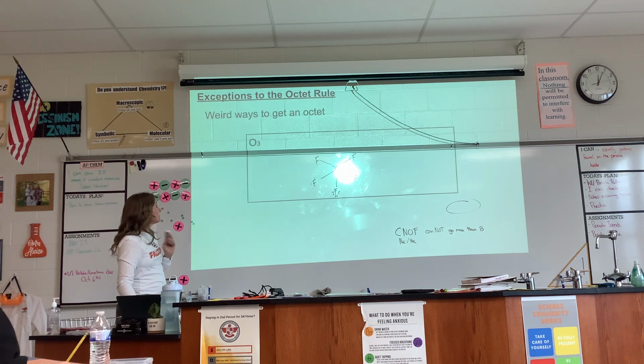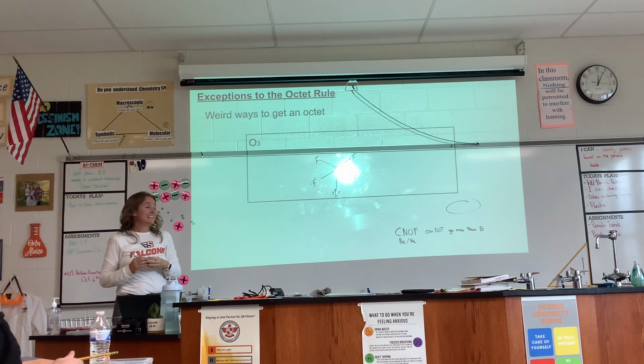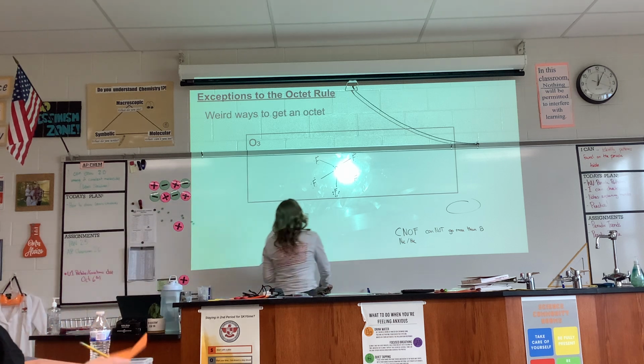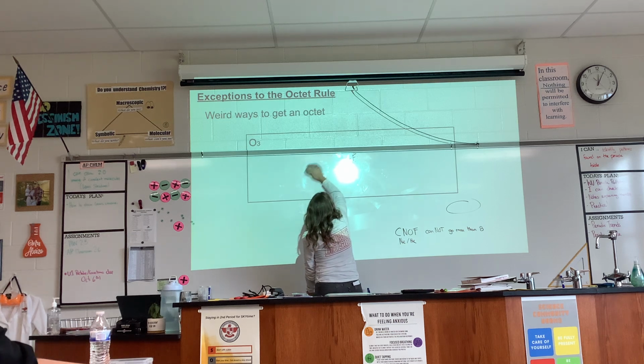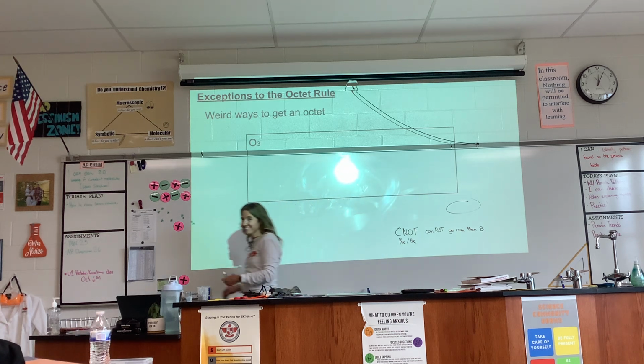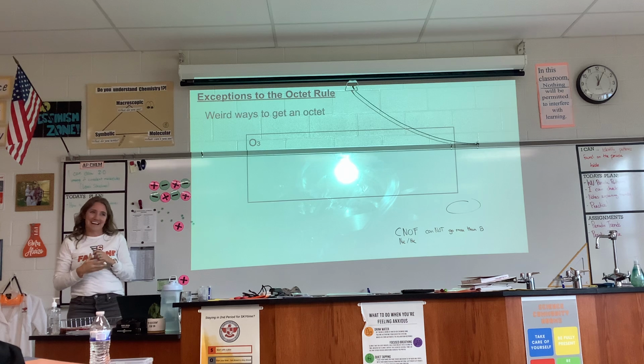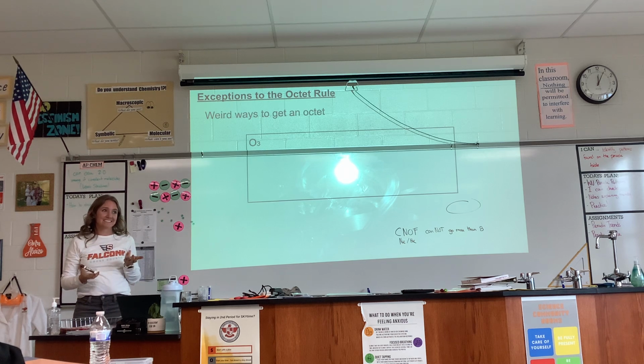So sometimes there are weird ways to get an octet. That's how I explain this exception. Now I'm going to be very honest with you. This is something I have been researching for the last 10 years, and I have not come up with a good answer yet of exactly why this happens. So I'm sorry I don't have a better explanation besides just saying it's weird. Is it a triangle? No, it's not a triangle, but weird things happen.